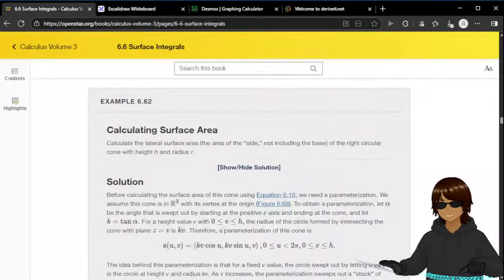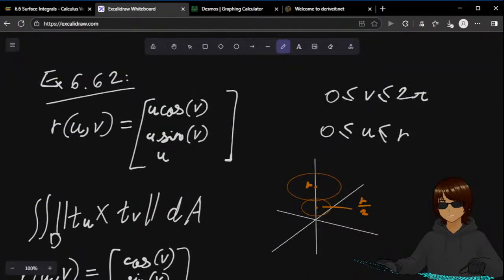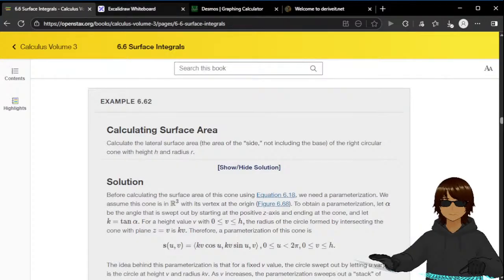They define a third variable k. Let alpha be the angle that is swept out by starting at the positive z-axis and ending at the cone. Let k equal tan alpha, the height value v, the radius of the circle found by intersecting the cone with the plane is c equal to v, which is kv. Therefore, the parameterization of the curve is, wait, u cos v and u sin v, that I understand. But don't we need another parameterization k going from 0 to h?